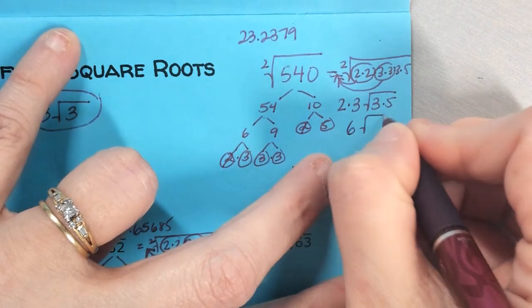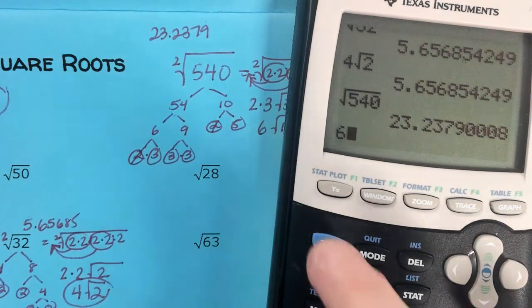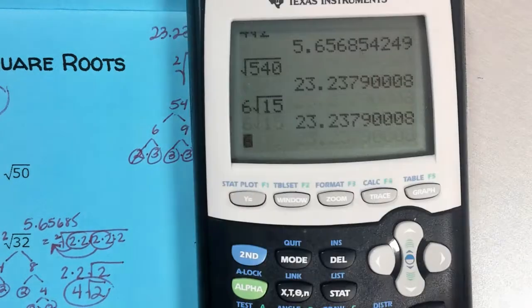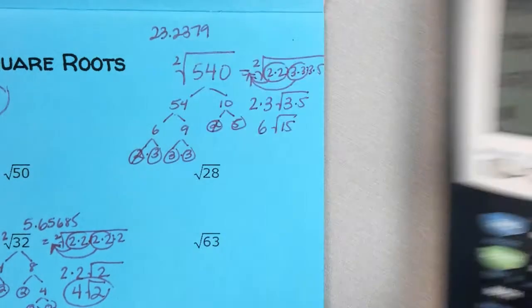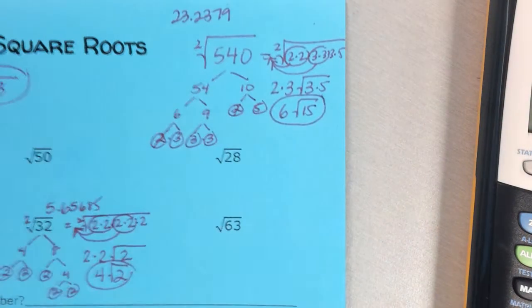Gives me 6 square root of 15. And let's just knock on wood that I did this right, y'all. 6 square root of 15 gives me the exact same thing. So I know that these two things are equivalent, and I've done it correctly.